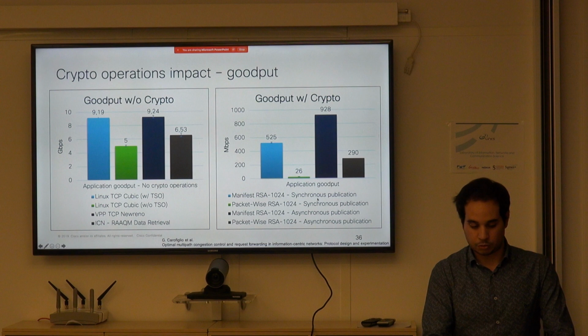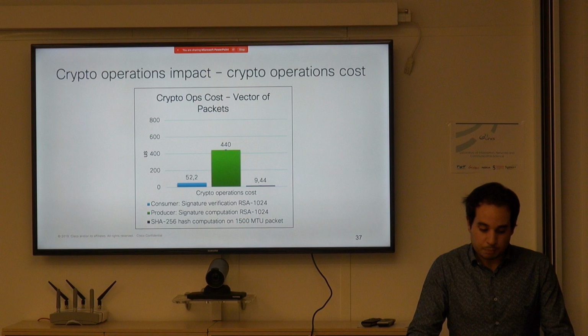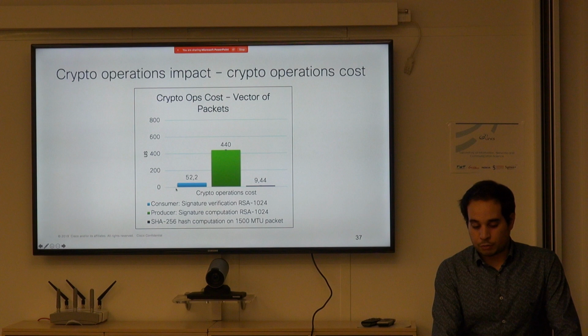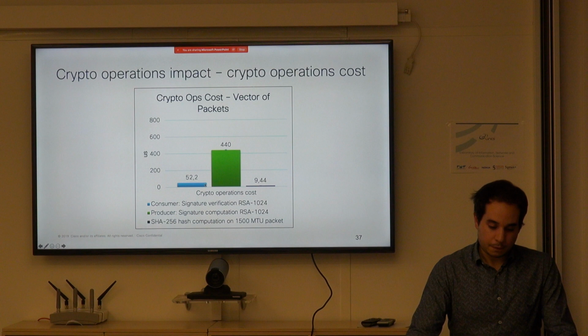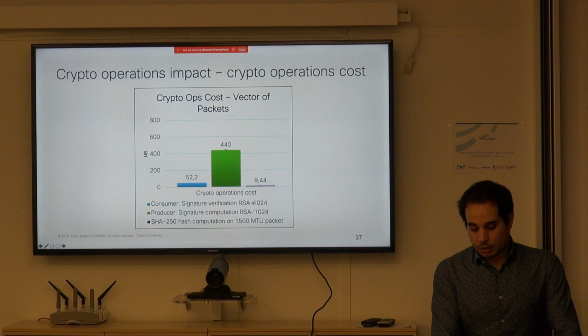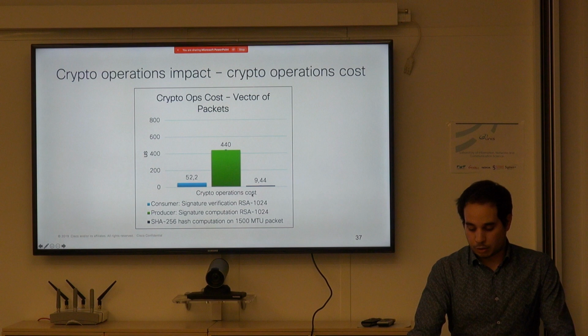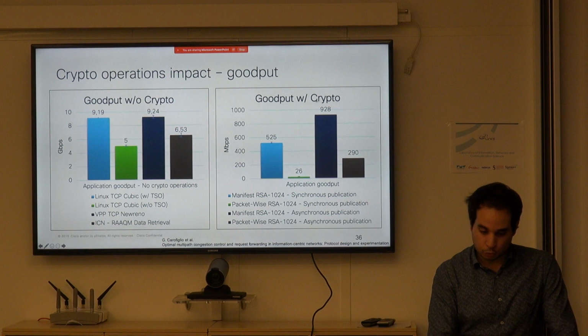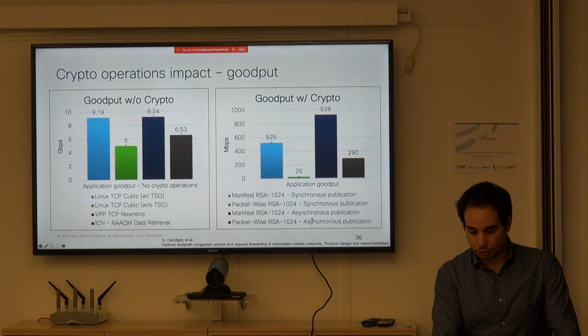In particular, the cost of the crypto operations is reported here. The cost of verifying the signature of a packet, in particular here we are talking about RSA 1024 signatures, is 52 microseconds. Computing the signature is much more, it's 440 microseconds on a per packet basis. While the cost of computing the hash on a per packet basis is 9 microseconds, but those 9 microseconds are still enough for limiting the throughput reached by the application in the case of asynchronous publication, just verifying the signature using the manifest. So it's actually verifying the hashes.